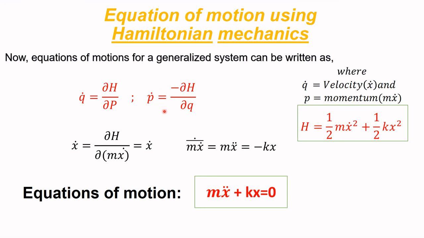and it is equal to the partial derivative ∂H/∂q. This is H, and when I find its partial derivative with respect to q, what I will get is minus k into x, as q is x here. So when I write it, I will get the equation of motion as mẍ plus kx equal to 0. Thank you.